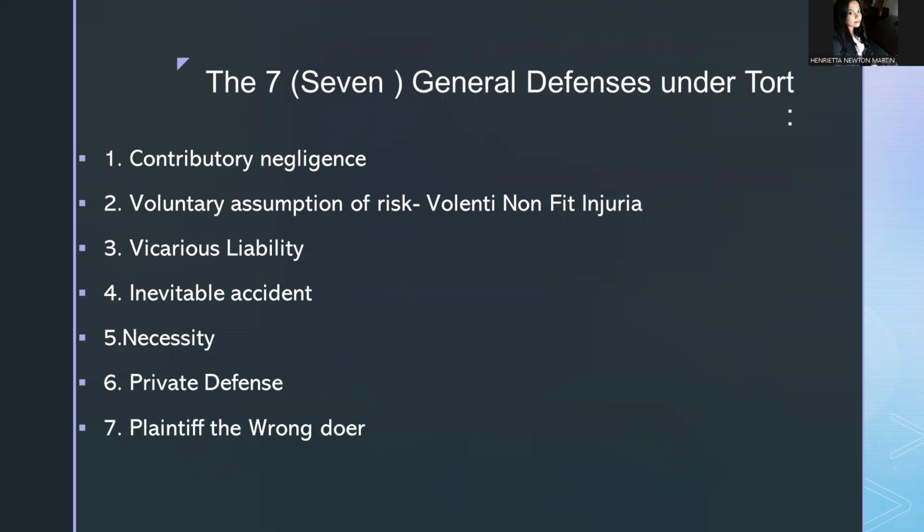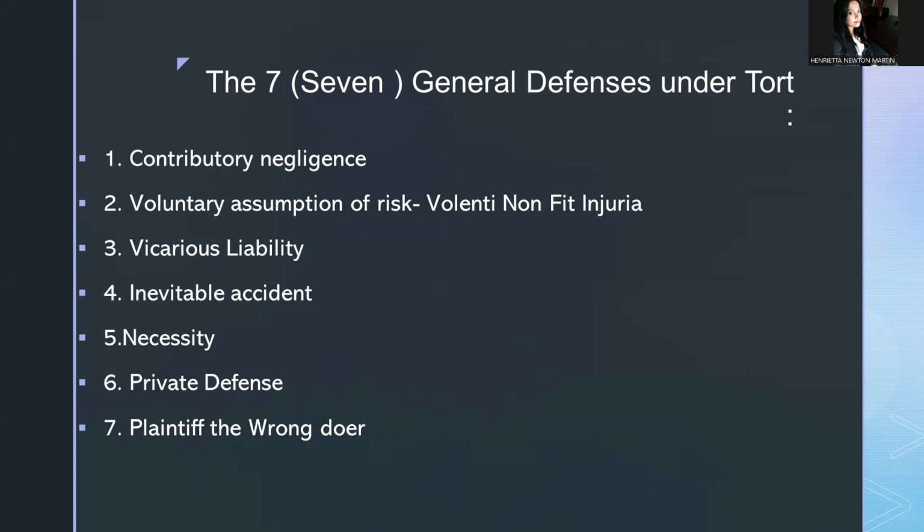Next is the defenses under tort. Now, what are the defenses for the defendant? So how can he defend himself saying that he is not really responsible? Some of it we have already done when we were learning negligence. So, of course, the first one is contributory negligence, which we already did. Next is voluntary assumption of risk, volenti non fit injuria. Next is vicarious liability. This also we did, but we'll repeat it again. Apart from that, which we have not done earlier, because these are general defenses under the law of tort, and we did the 3 defenses under negligence. So 4 to 7 we'll go in detail today.